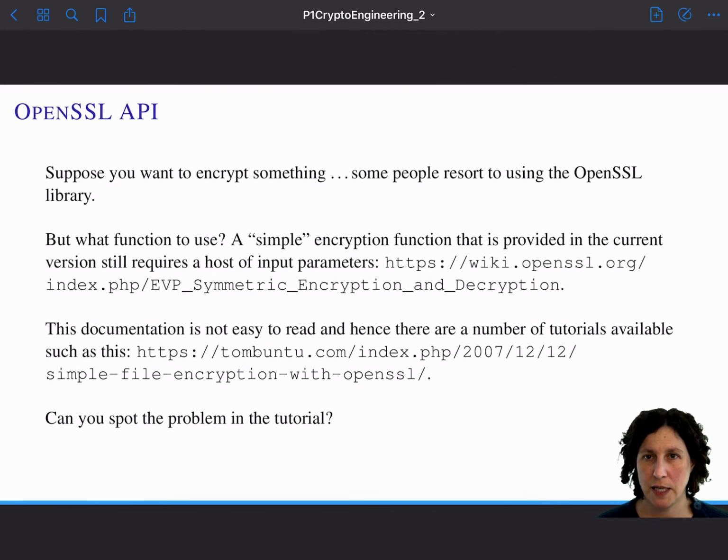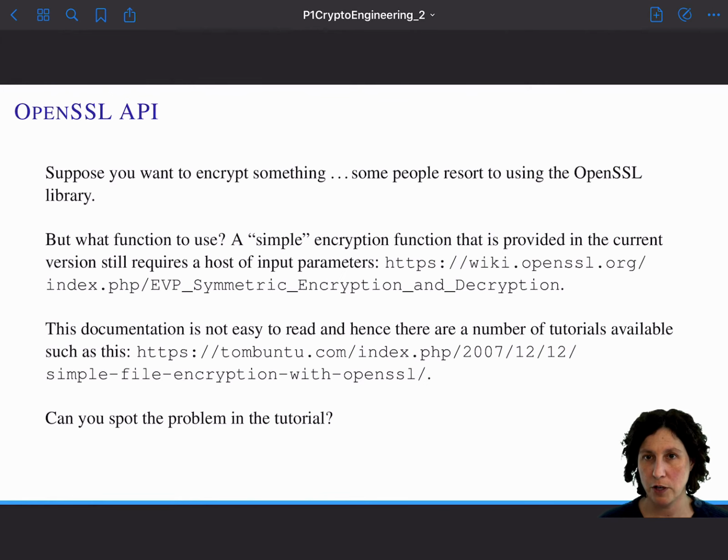Another example that now really concretely relates to the crypto side of things is the OpenSSL API, which has again been a source of great despair for a lot of people. Suppose you want to encrypt something, and for some reason somebody has told you that OpenSSL would be a really good way to do that. So you could try and download OpenSSL and use that to actually encrypt a file. You would then be wondering, how do I do that? Is there an encrypt function somewhere that will do the trick for me? There is a simple encryption function, but it still requires quite a few parameters.